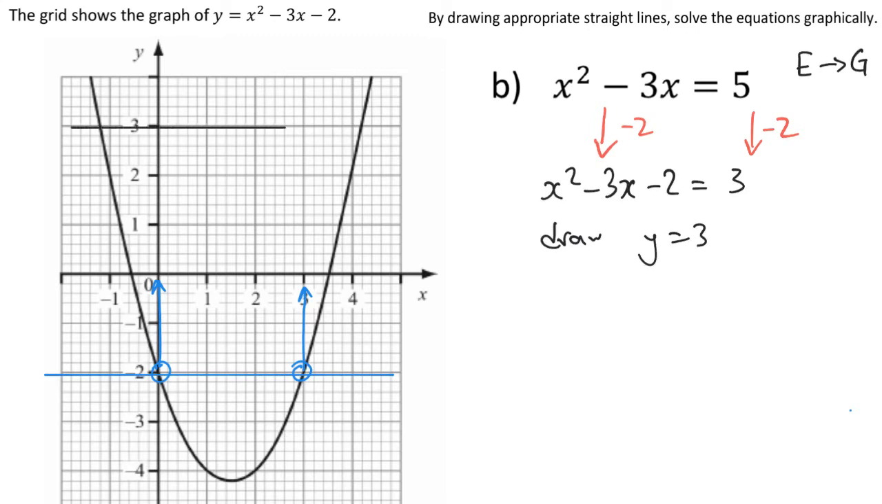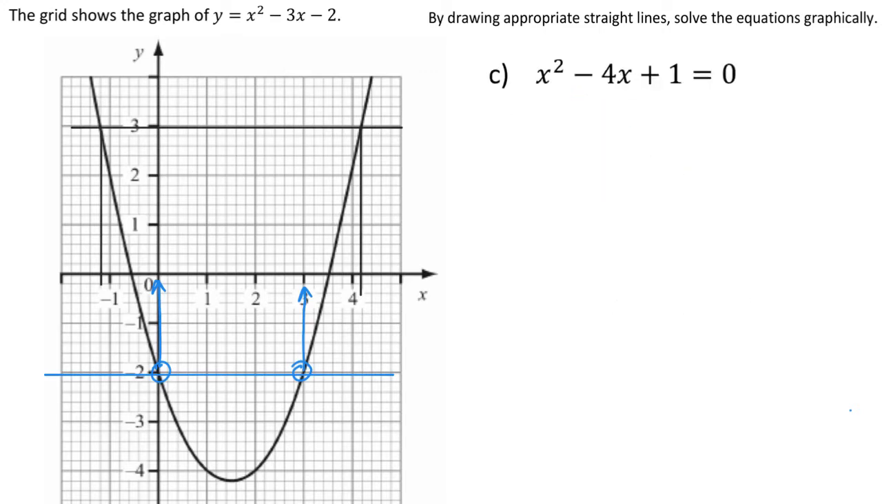Y equals 3 is a horizontal line, crossing 3 on the y-axis. And again, we can see that it meets at 2 different points. So working down what the x values are, we can see the first one there is 4.2, and the second one is minus 1.2. So that gives us solutions of x equals 4.2 and minus 1.2.